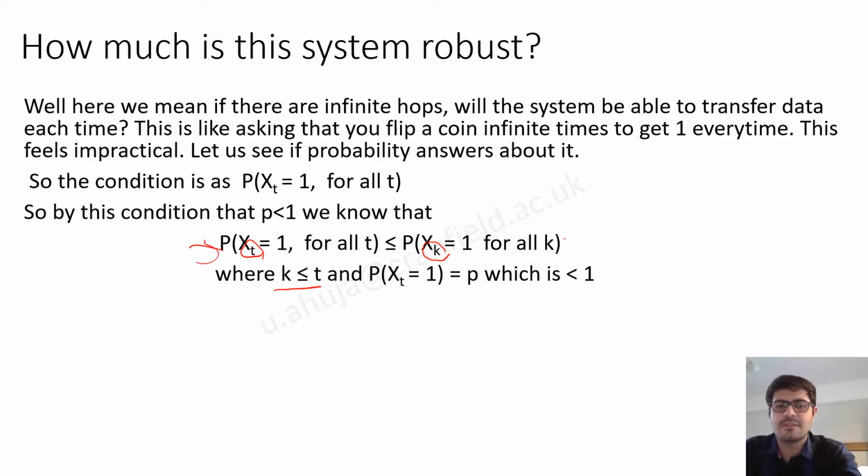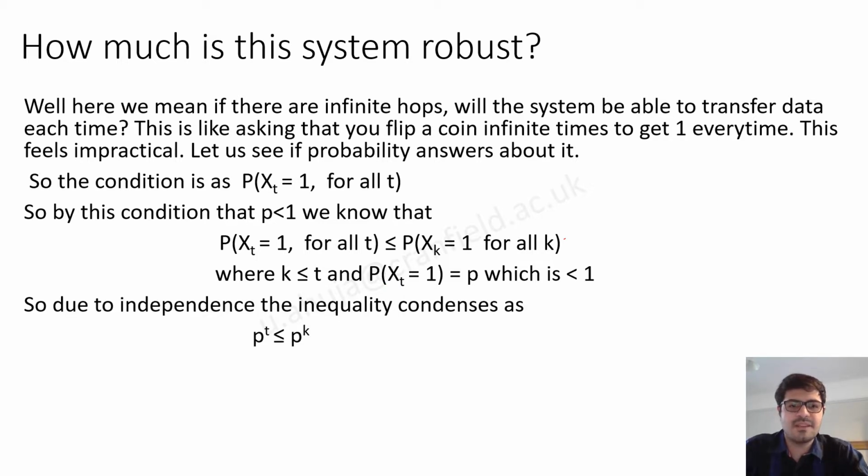We want to test what happens if the number of hops increases. That's what I'm explaining at the moment. So we say that P(X_t = 1) is equal to P. The probability of an event in which communication is a success is equal to P, which is less than 1, which is important because it will never be equal to 1.